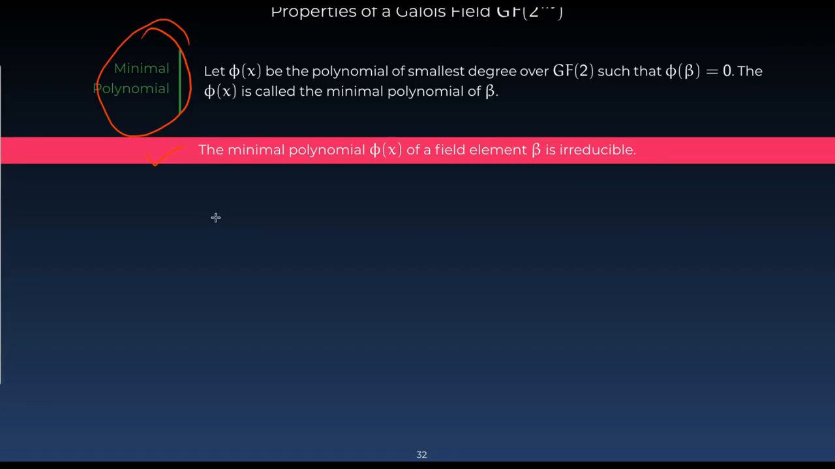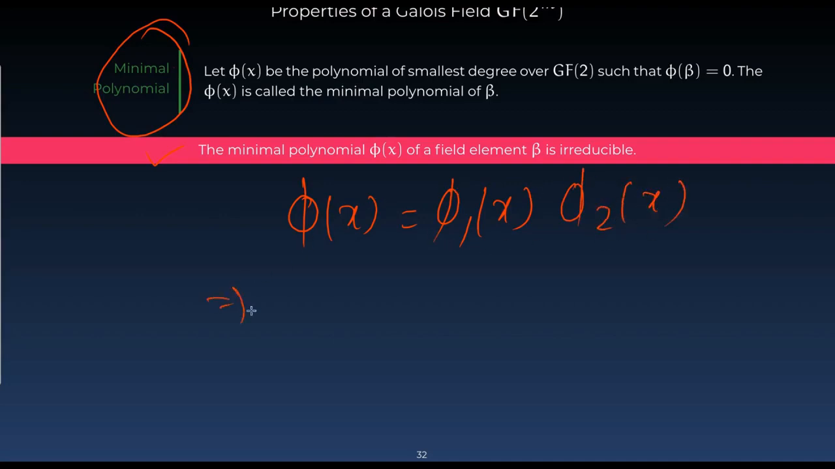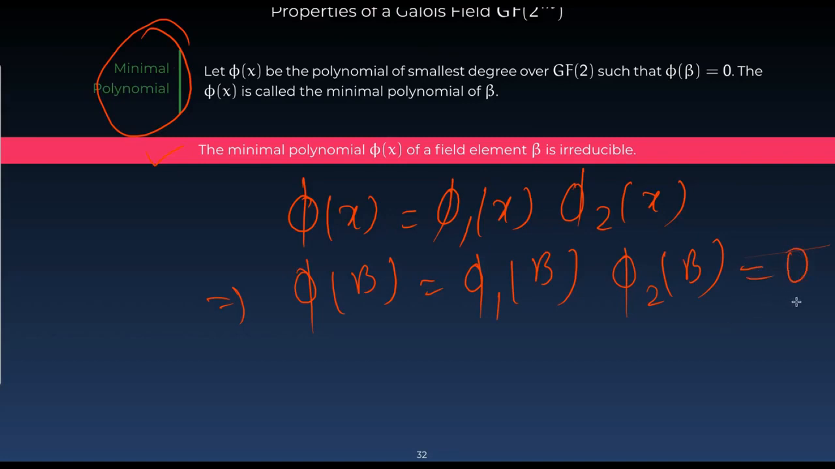One can simply say, let's assume that phi(x) is reducible, then phi(x) can be written as phi1(x) times phi2(x), right? And if we put beta here, then we will have phi(beta) equal to phi1(beta) times phi2(beta), but phi(beta) is equal to 0. So it means that this is equal to 0. What does that imply? That either phi1(beta) is 0 or phi2(beta) is 0.